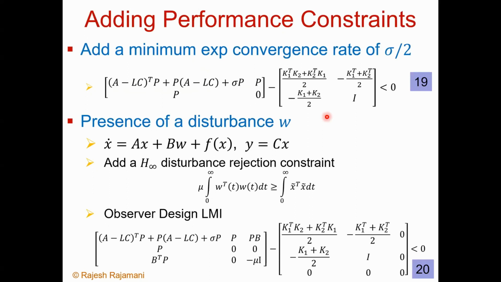to the observer design. For example, if you want to add a convergence rate to the observer, so if you want x tilde to converge with an exponential convergence rate of at least sigma by 2, then the observer design LMI gets modified just a little bit. This term plus sigma P gets added to this matrix here. So the LMI changes just a little bit. You can add a convergence rate constraint by modifying the LMI with this term.